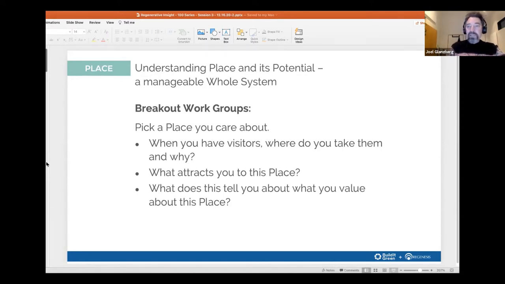You'll get an invitation to go into a breakout group. You'll have to accept that invitation. And then after 5 minutes, you'll automatically be whisked back here.